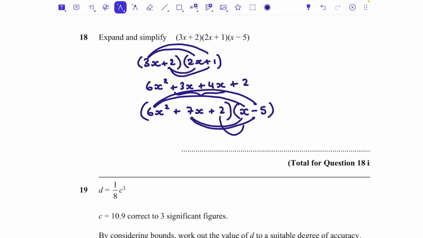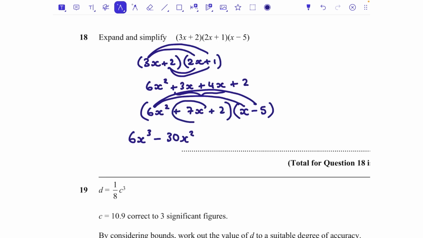And I'm going to do 2 times x and 2 times minus 5. Some people like to do this one in a table. It's entirely up to you. I just like to times it out, but give it a go, see what you prefer. 6x squared times x is 6x cubed. 6x squared times minus 5 is minus 30x squared.